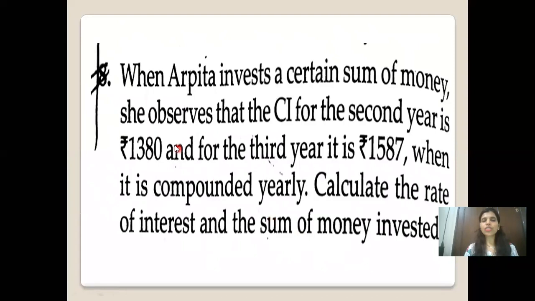In the next question, it is said, when Arpita invests a certain sum of money, she observes that CI for the second year is 1380 and for the third year it is 1587. When it is compounded yearly, calculate the rate of interest and the sum of money invested. So here you can see again the compound interest for the second year and for the third year is given, and you have to find the rate of interest and the sum of money.